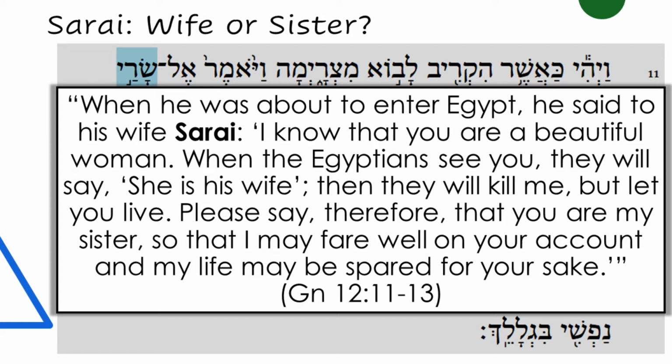When he, being Abraham, was about to enter Egypt, he said to his wife Sarai, "I know that you are a beautiful woman. When the Egyptians see you, they will say, 'She is his wife.' Then they will kill me, but let you live. Please say therefore that you are my sister, so that I may fare well on your account, and my life may be spared for your sake."